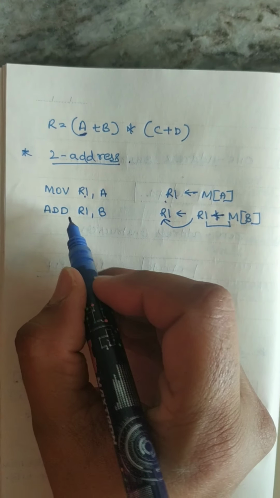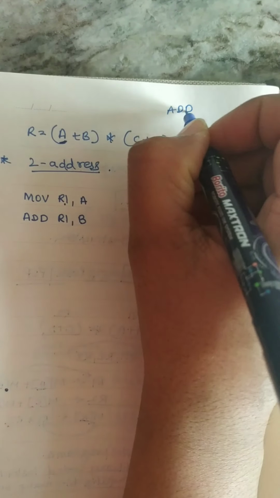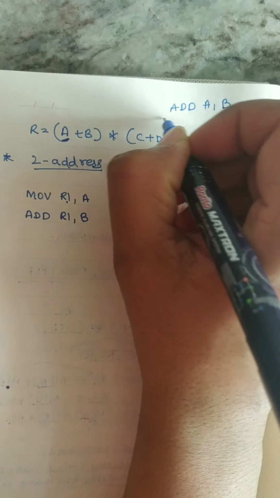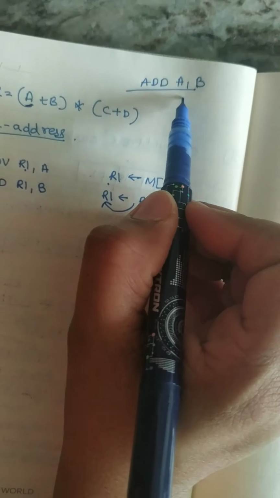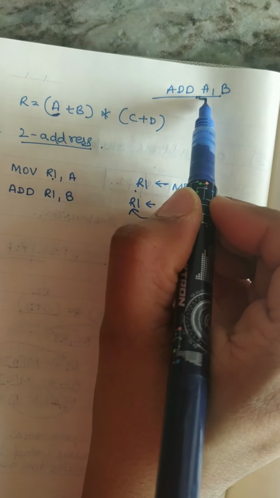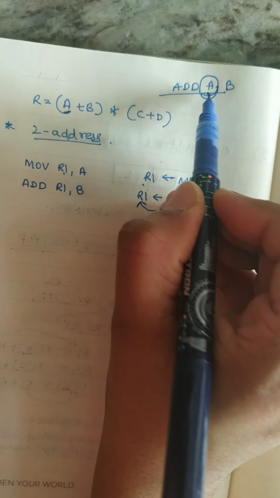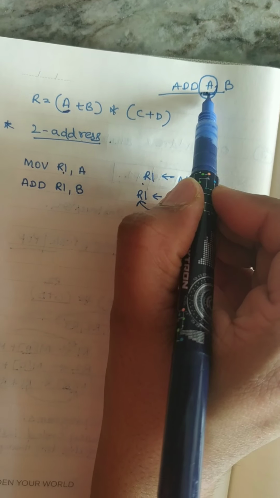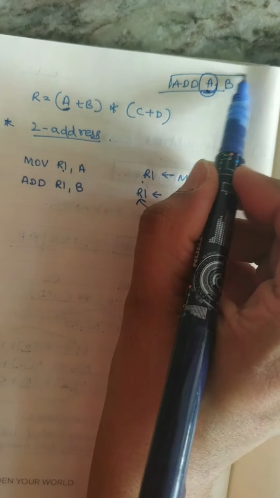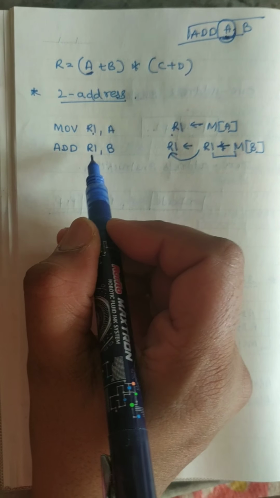If we write it as add A comma B, then what happens? The contents of B will be added to A, and the result is pushed back into A itself, and so the actual value of A will be lost. So to avoid this, we use a general purpose register R1 here.